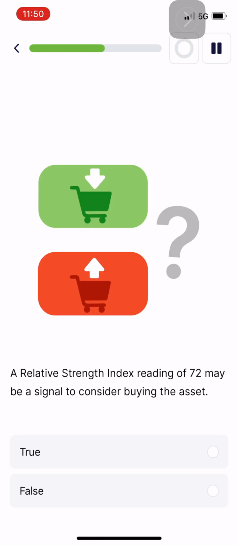A relative strength index reading of 72 may be a signal to consider buying the asset.